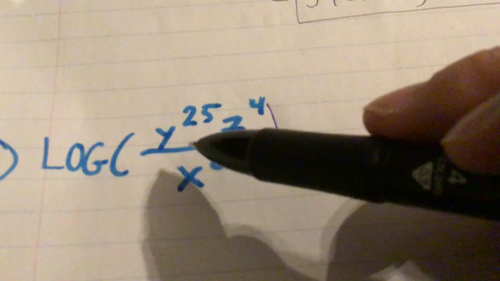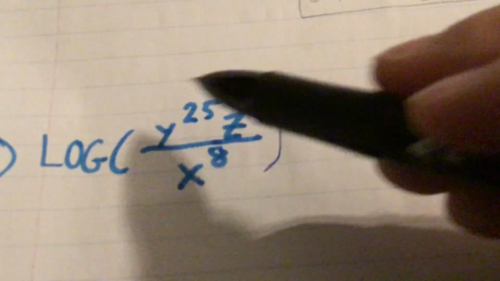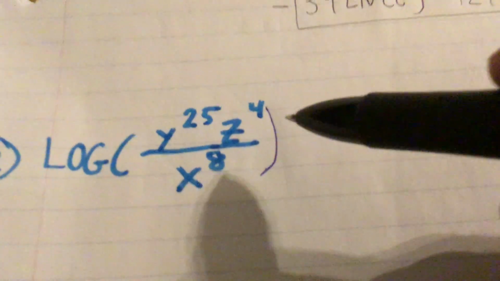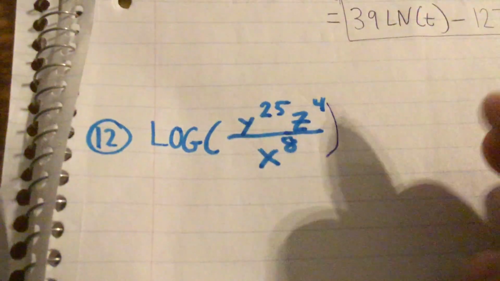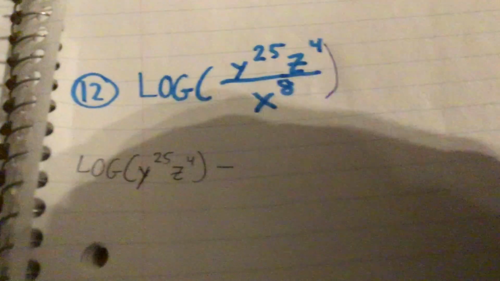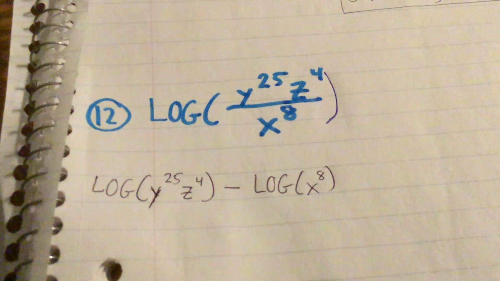I'm going to make this log of y to the 25th, z to the 4th, minus log of x to the 8th. And then I'm going to tell you to product factor y to the 25th, z to the 4th. So let's just do this in an easy step. Okay, you know what? I am going to show it in both ways. So the book wants to show it like this. Log of y to the 25th, z to the 4th, minus log of x to the 8th, and then you can break this up.